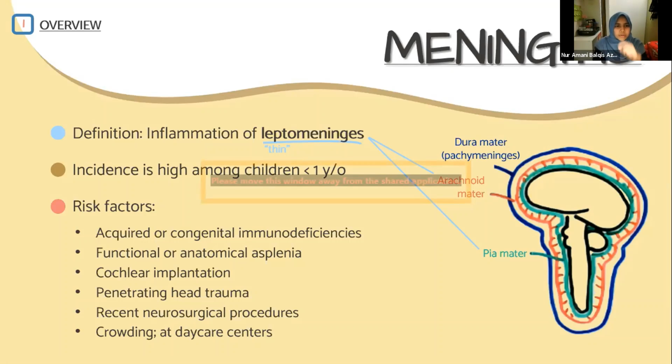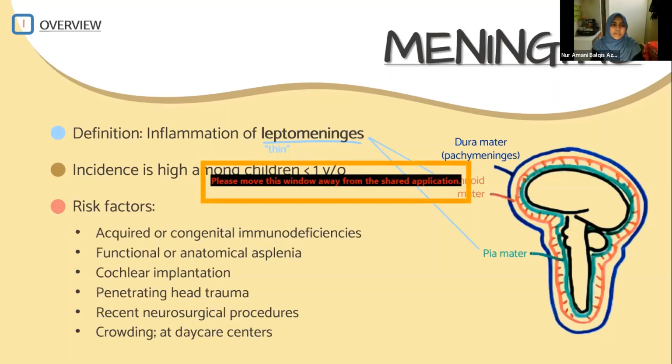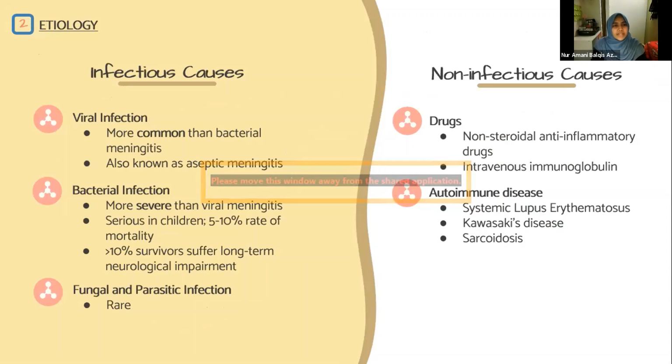And also cochlear implantation, penetrating head trauma, recent neurosurgical procedure, and also crowding. So these are all risk factors that make someone prone to infection, and that kind of infection can cause meningitis. Okay, and then next, what are the etiology of meningitis?